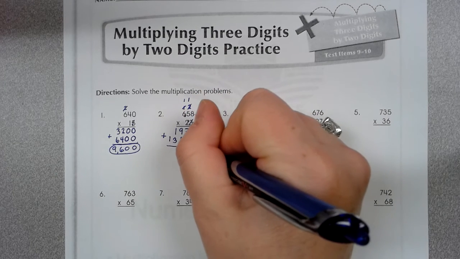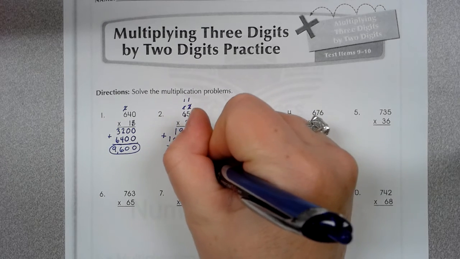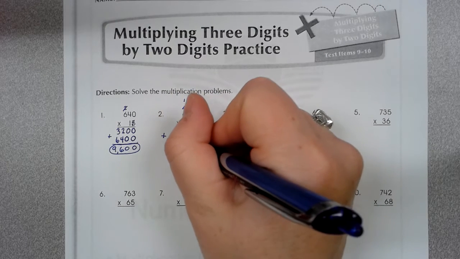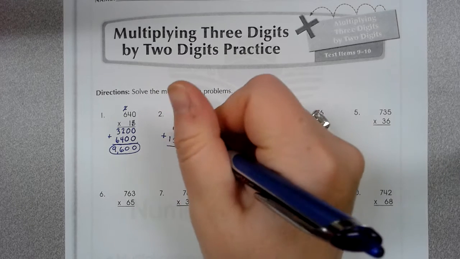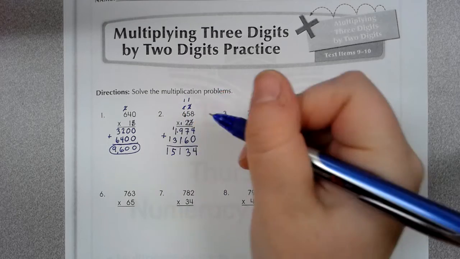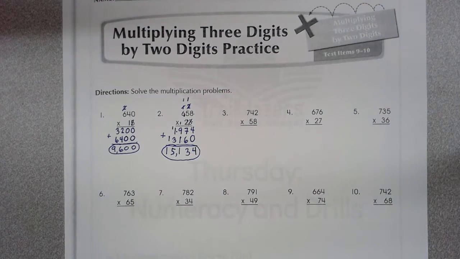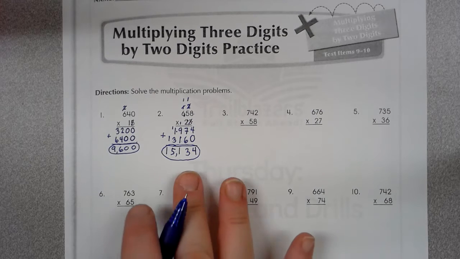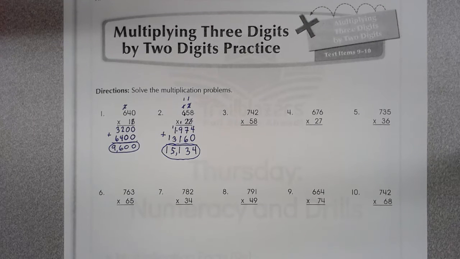Okay, 4 and 0 is 4. 7 plus 6 is 13. 9, 1 is 10, plus 1 is 11. 3 plus 1 is 4, plus 1 is 5. And then the 1. So 15,134. I normally don't write that sloppy, but I'm having to have the paper straight, and usually the paper's crooked for me to write. Okay, so number 3.